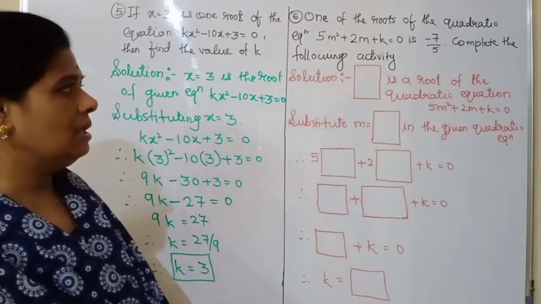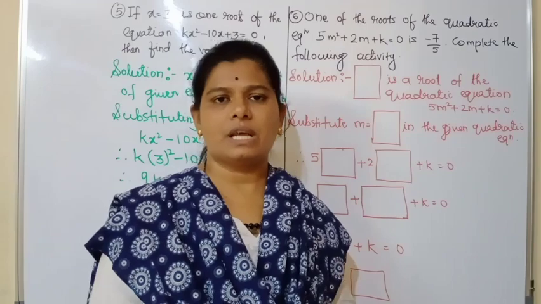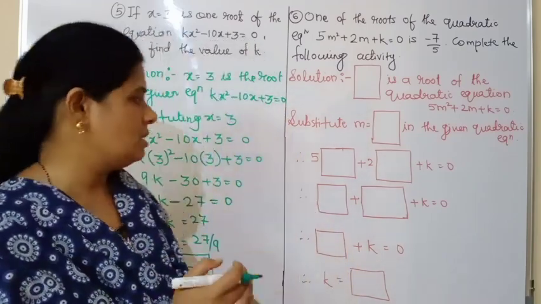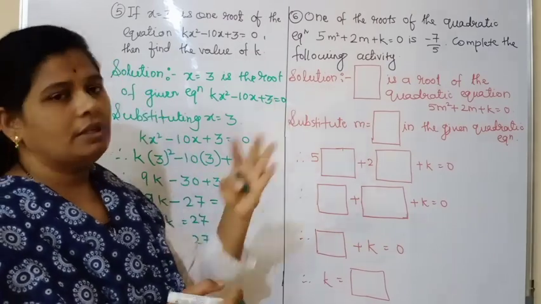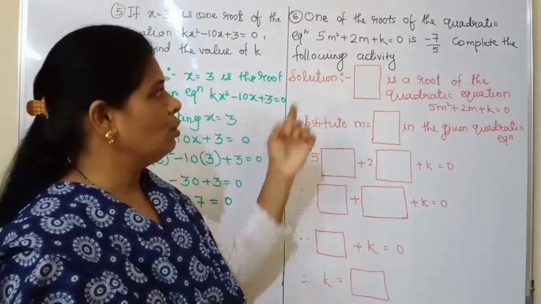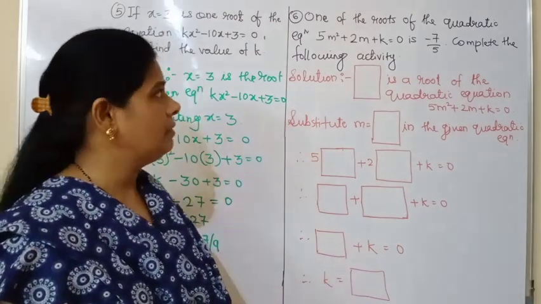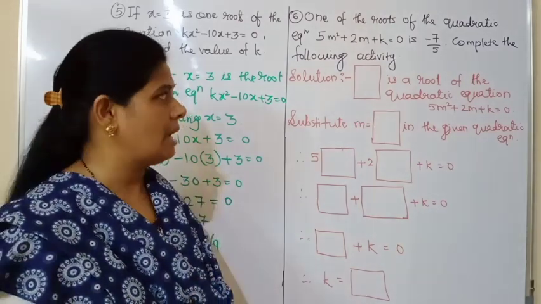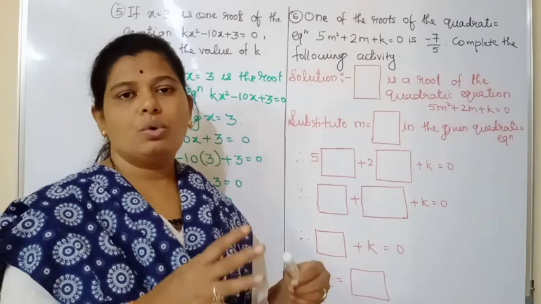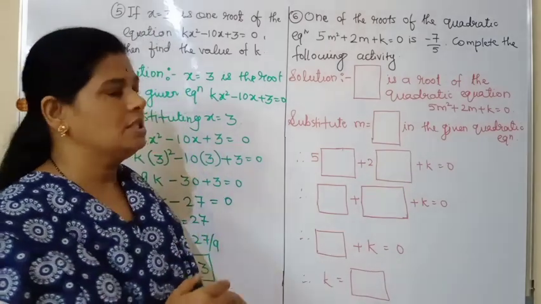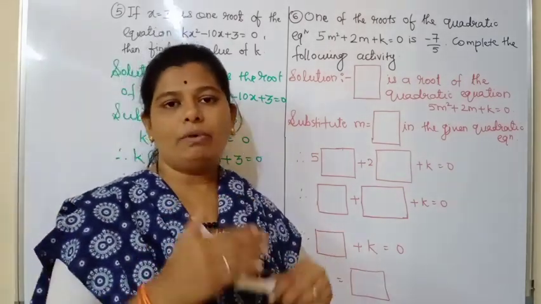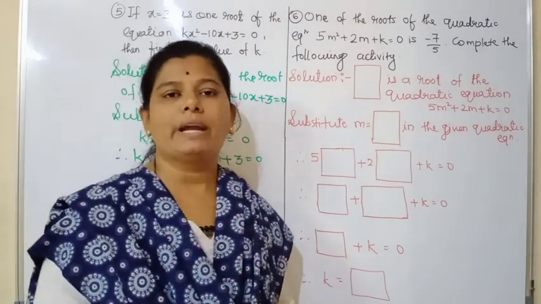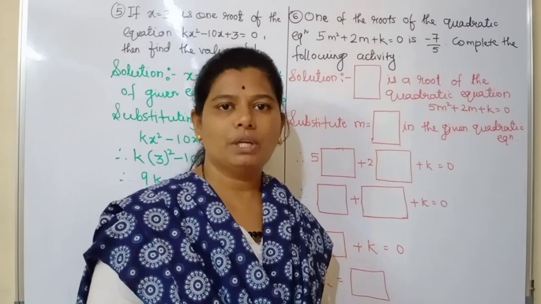Okay. Now we'll see the last example of this exercise, which is an activity based question. So we have to just fill up the boxes now. Okay. So what is given in this? That is one of the roots of the equation. What is the given equation? That is 5m square plus 2m plus k equal to 0. So the root of this equation is minus 7 upon 5, and we have to complete the following activity, and at the end of the activity we will get the value of k.